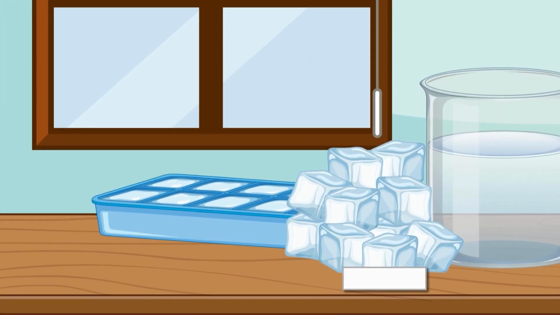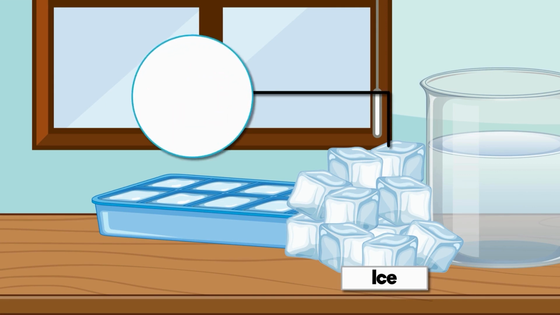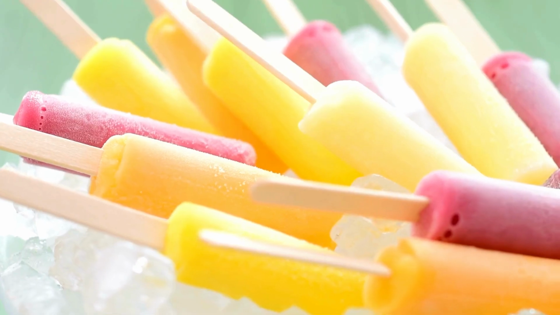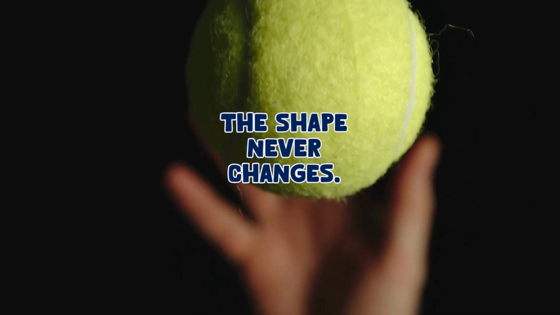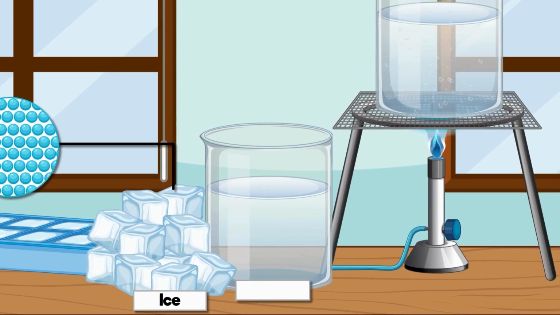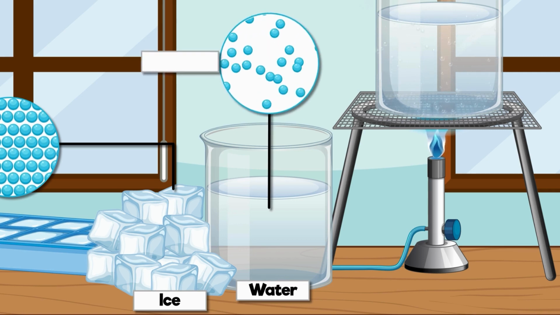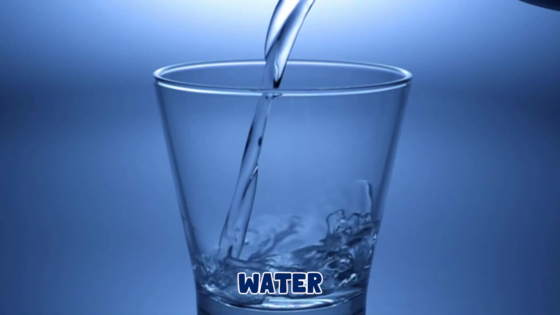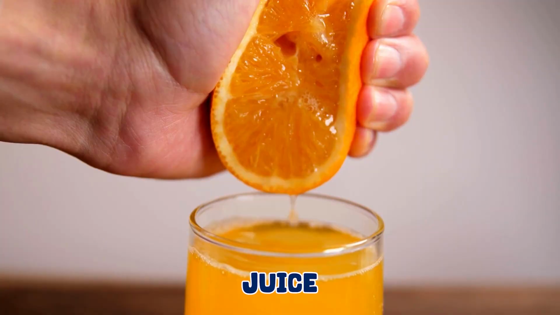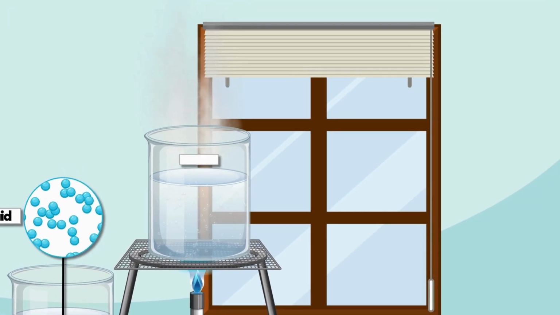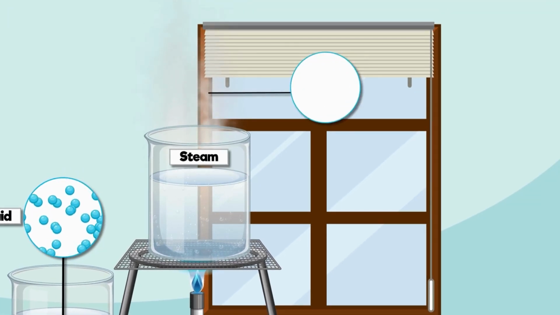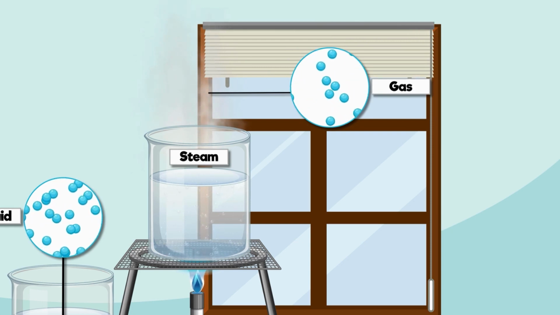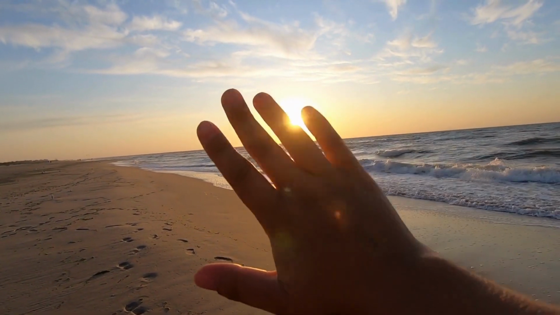Solids are objects that keep their own shape and do not flow. Examples of solids are an ice block, desk, apple, pencil, ball. The shape never changes. A liquid takes the shape of the container it is in and can flow. A liquid is something like water, oil, juice. A gas is like air. It can move around freely or flow to fit a container, and it doesn't have its own shape. You can put your hand through gases and you won't feel it.